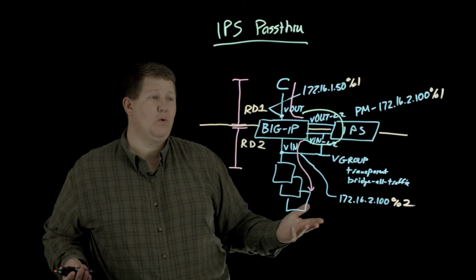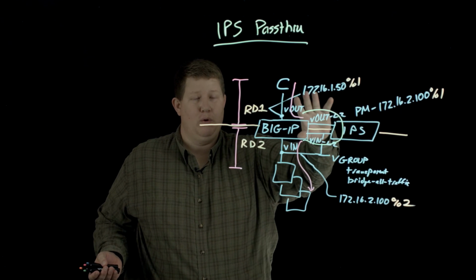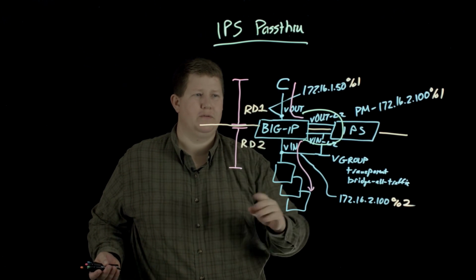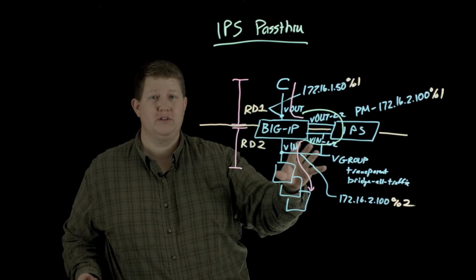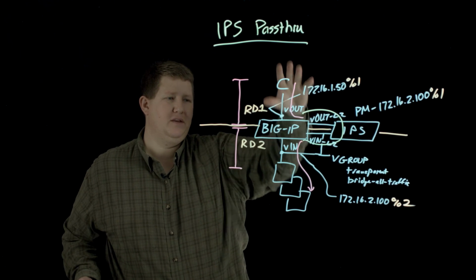So this is one solution for an IPS pass-through at layer 2. We're offloading the encryption, but we're still staying encrypted on the wire between client and server. Now this is a fail-closed solution, in that if this IPS fails, then this solution fails.